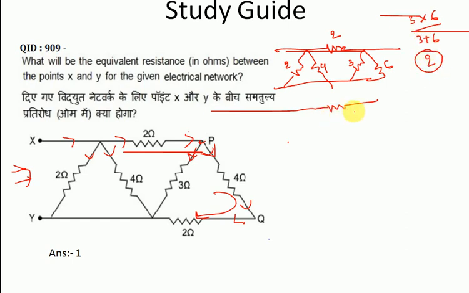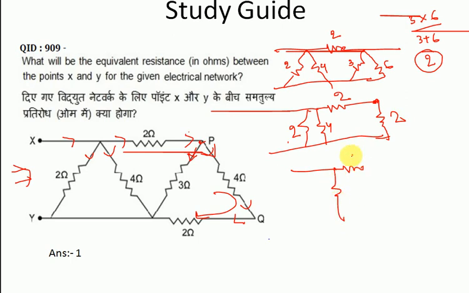Okay, so it will become 2. Now there is another 2 in parallel path with 4. Now this 2 and 2 are in series because there is no current division. This is 2 plus 2, this is also 4, sorry.